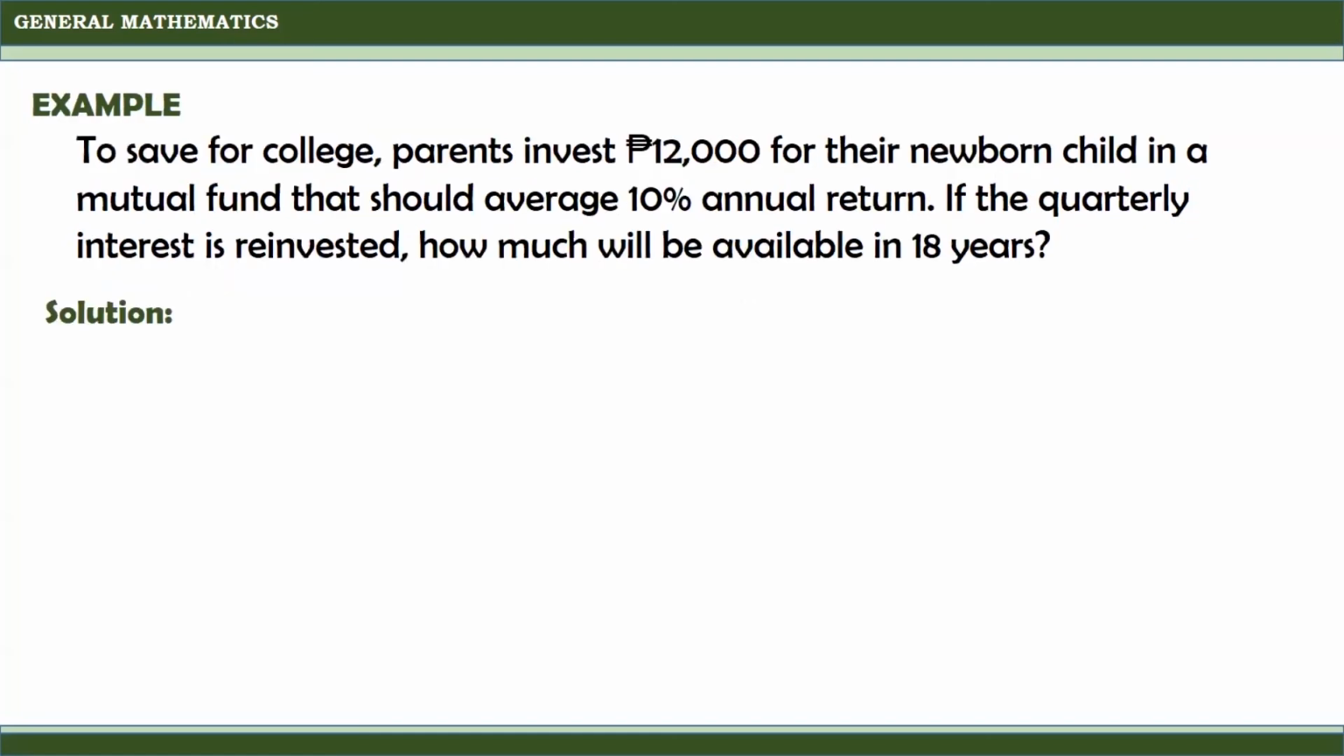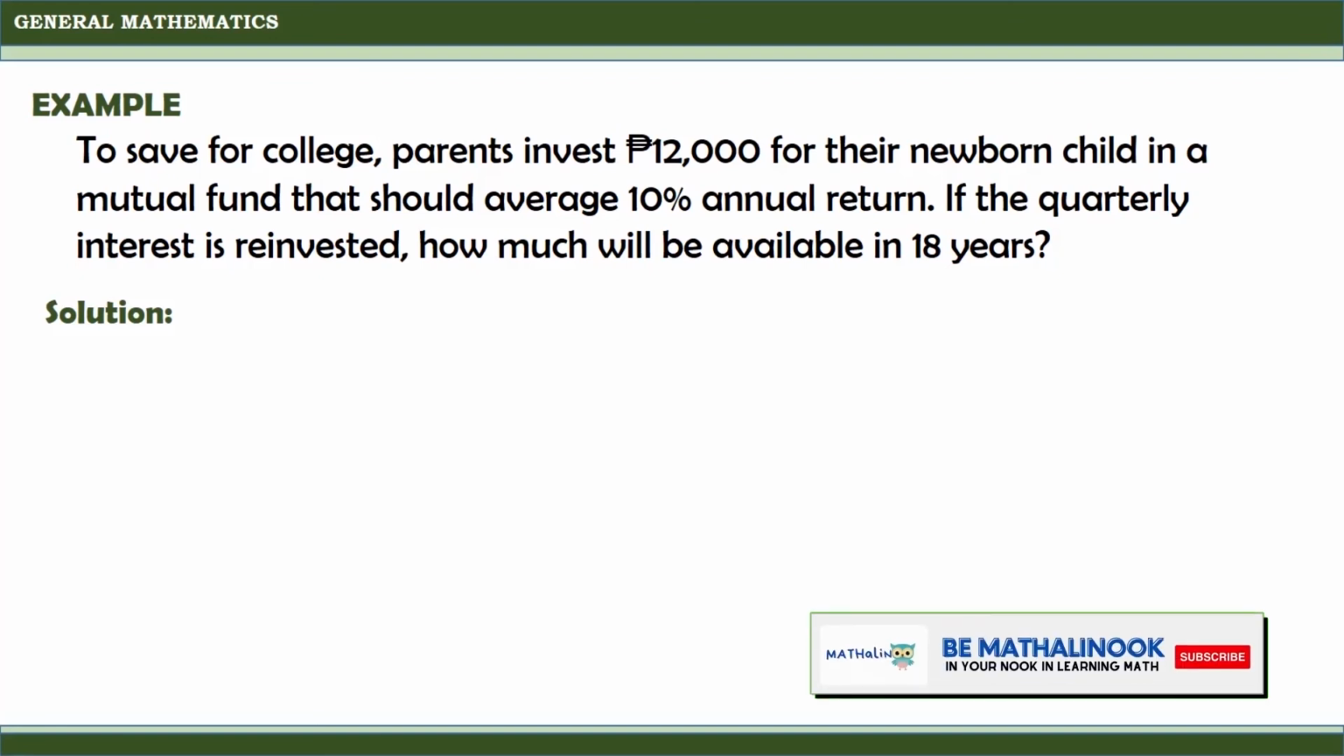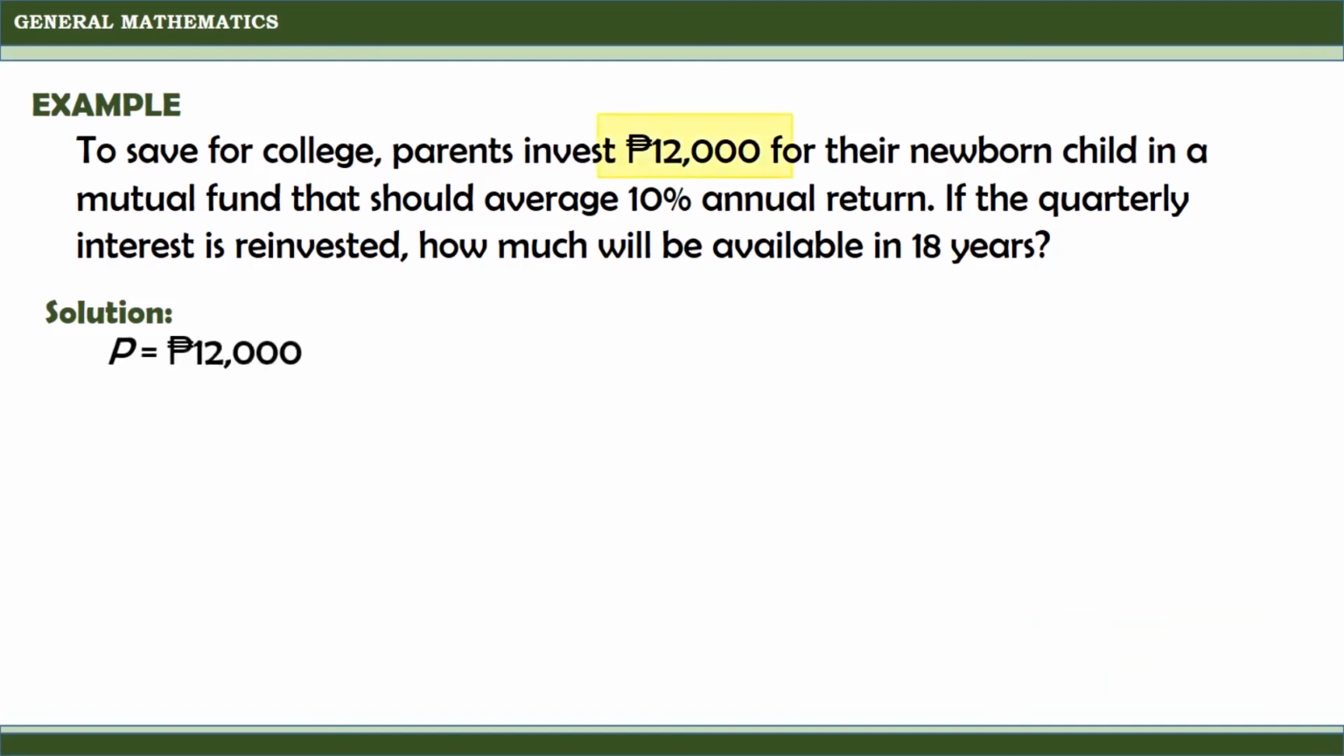Let us take a look at this example. To save for college, parents invest 12,000 pesos for their newborn child in a mutual fund that should average 10% annual return. If the quarterly interest is reinvested, how much will be available in 18 years? In this problem, take note of the following given. The amount invested is 12,000. Therefore, P is equal to 12,000.